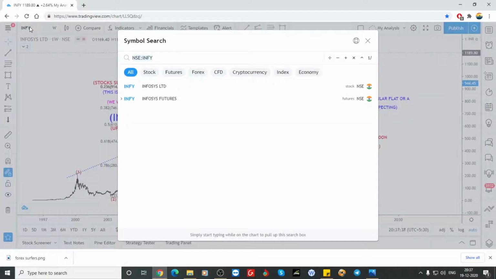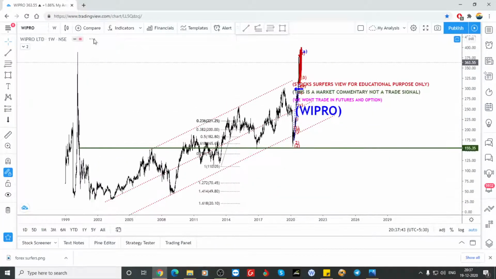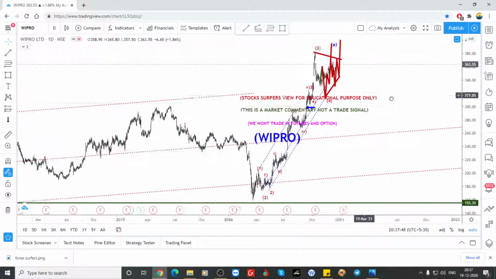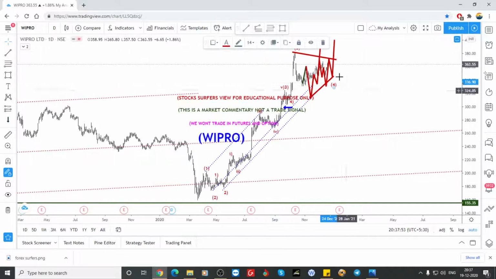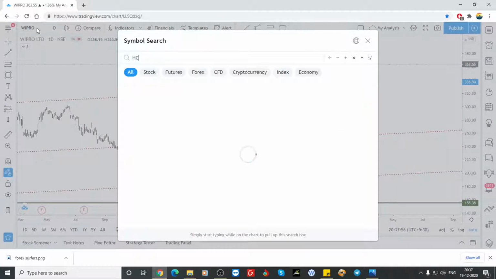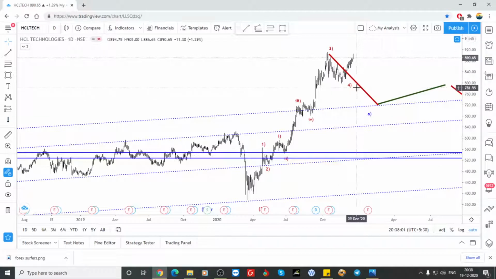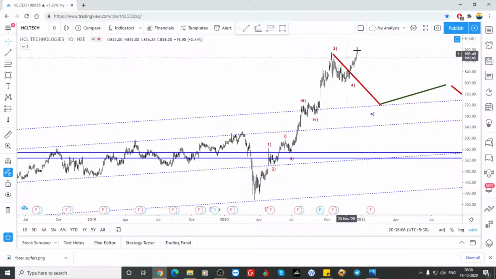So Infosys, so Wipro, so everything it is in that same triangle formation in the fourth wave, positional fourth wave. So look for the breakout and then you can enter. And HCL Technologies also that same, we are in that fourth wave, whether it is making a triangle and then it can shoot, or irregular flat and then it can shoot, or regular flat it can shoot. So everything it is in that fourth wave only in IT sectors.